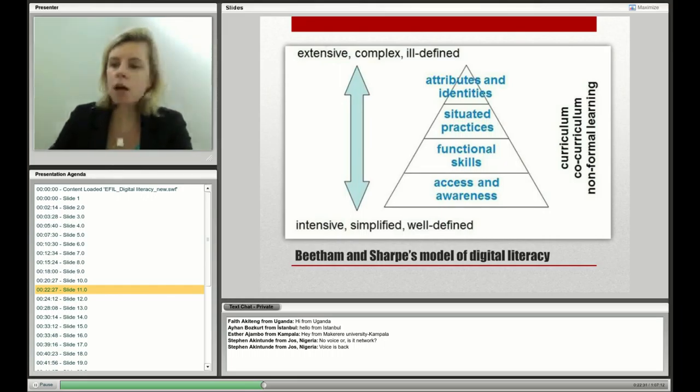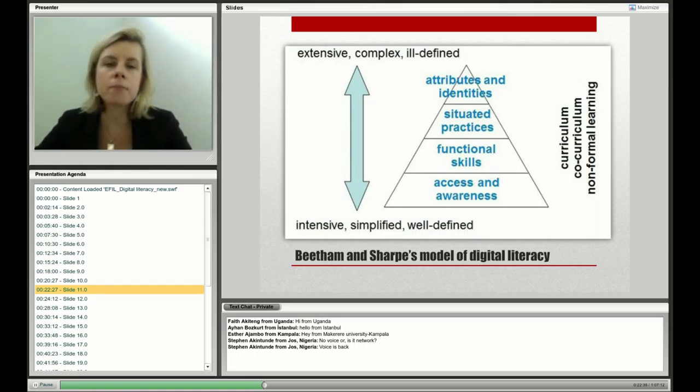This is another model of digital literacy developed by Helen Beetham and Rona Sharpe a few years ago. What I find really important about this model, which is pyramid shaped, is that at the base of it is the fact that obviously you need to have access and awareness. In other countries in the world where there are less good broadband networks, where maybe people are relying on mobile phones to get access to the internet, there's a need to have access and then awareness of technologies before you can start to think about the functional skills of being able to operate the computer, and then build up your digital literacy skills from here.